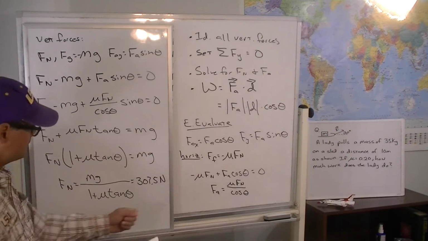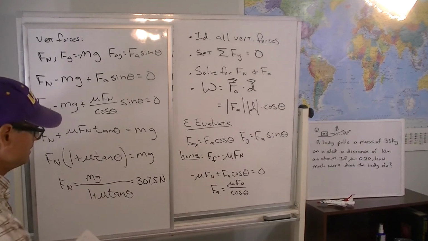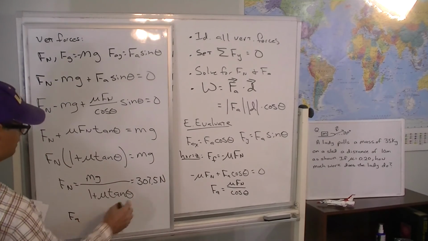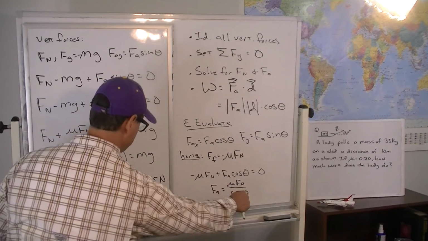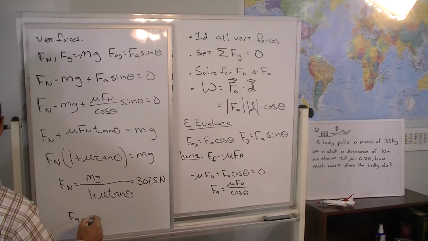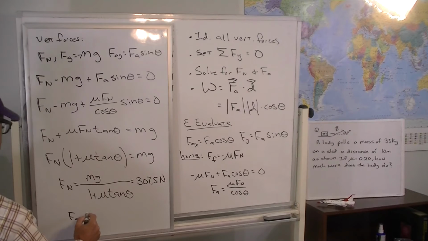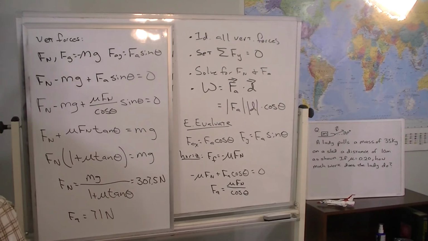Now, the last step is to go ahead and plug the normal force back into this expression for the applied force. And that's just plugging in the 307.5 newtons times the 0.2 divided by the cosine of 30 degrees. And so you do all that math, and that works out to be 71 newtons.